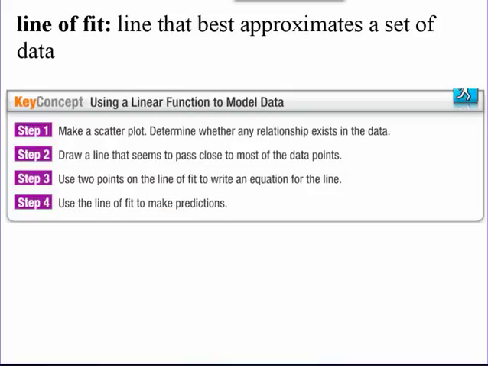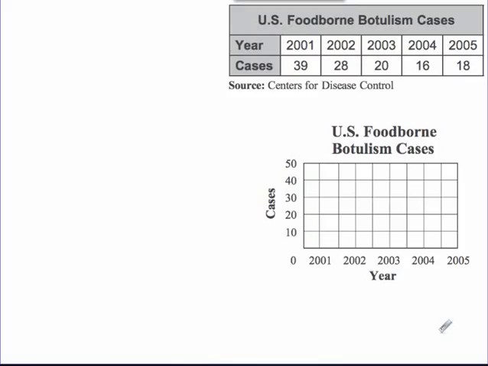So let's go ahead and look at this example. It is on the page I gave you, number 3. So that sheet I gave you, we're going to work through this one together. And so this is number 3. It says the table shows the number of cases of foodborne botulism in the United States for the years 2001 through 2005. Does anybody know what botulism is?